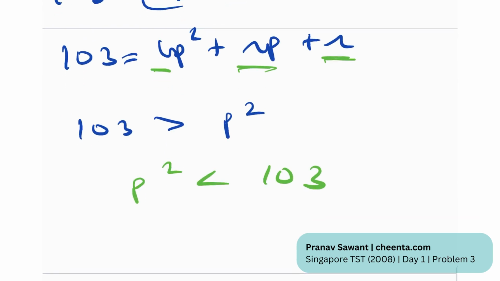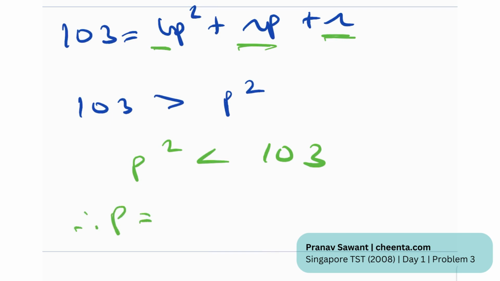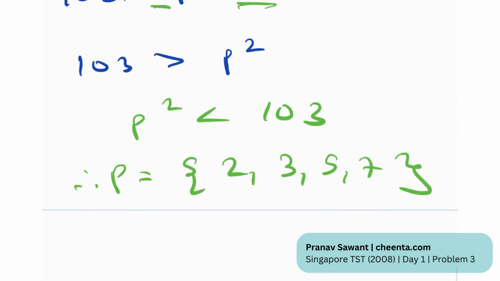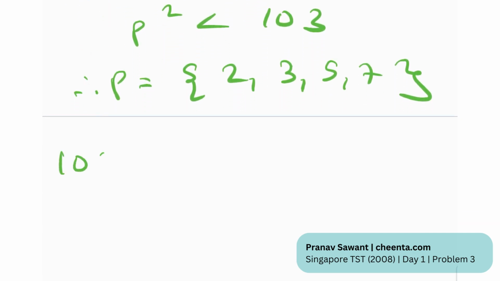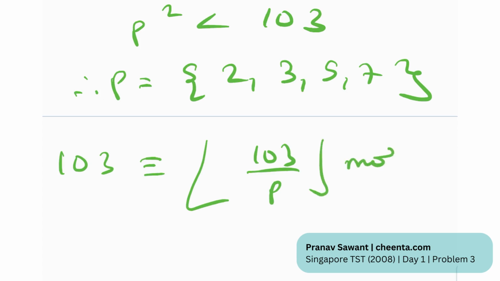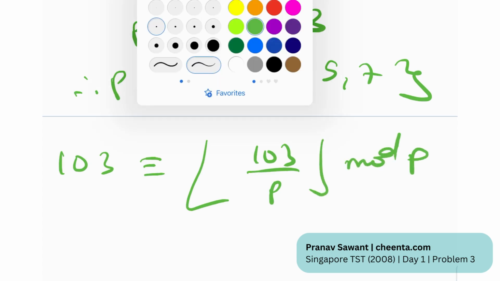And mind you, P is a prime. Therefore, P can only be from the set 2, 3, 5, 7, because the next prime 11 squared is obviously 121, which is greater than 103. So P can only be 2, 3, 5, and 7. And now it is just elementary casework. Now I just need to plug this in and figure it out. We just need to plug in the values.